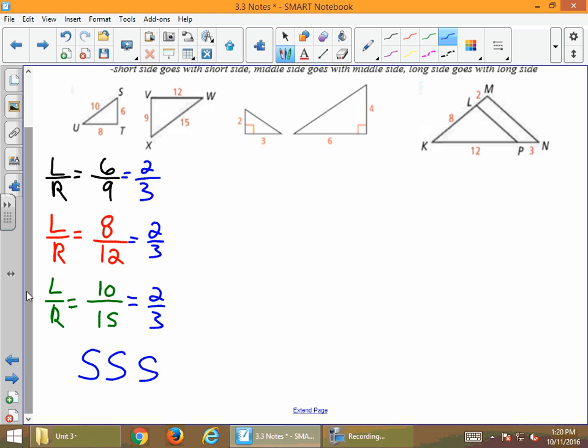What else do I need to include? The similar symbol. Side, side, side, similarity. They are the same. If I don't include that, there's no arguing.